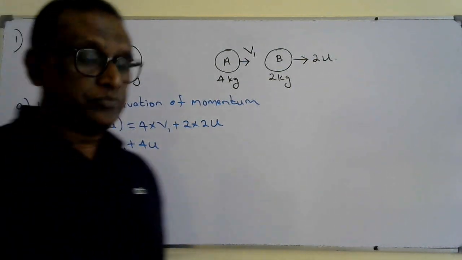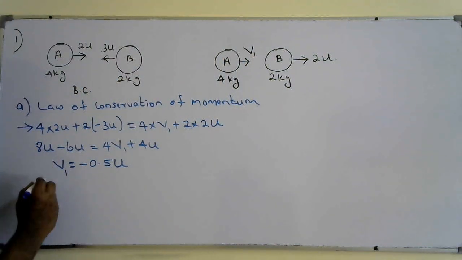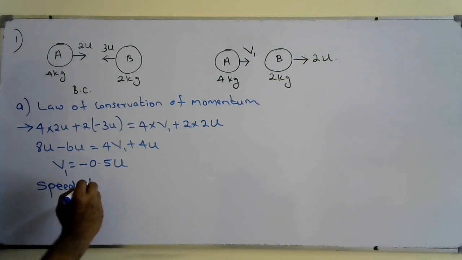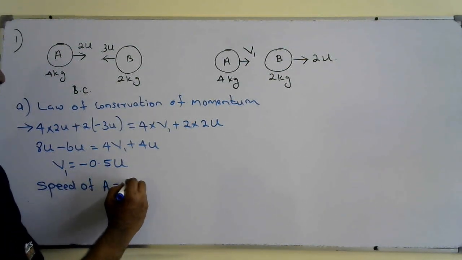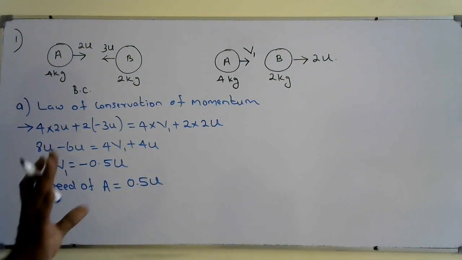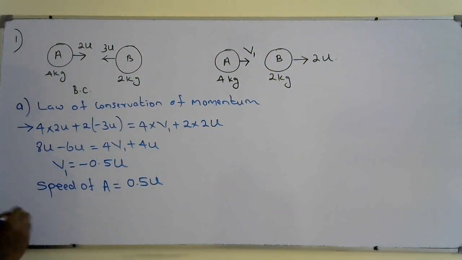0.5u, negative 0.2. So the negative sign shows... the speed, they are asking in part A, the speed of A after collision is 0.5u, or you can say half u. No direction, because they are using the word speed. For the B part, the direction they are asking, I got minus.